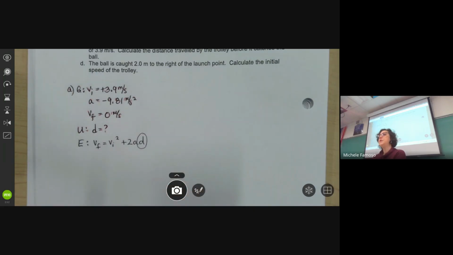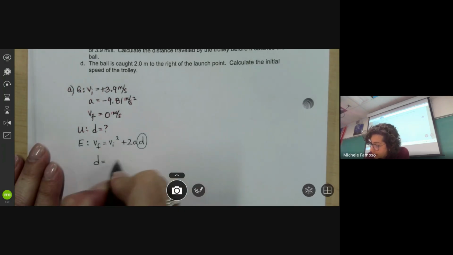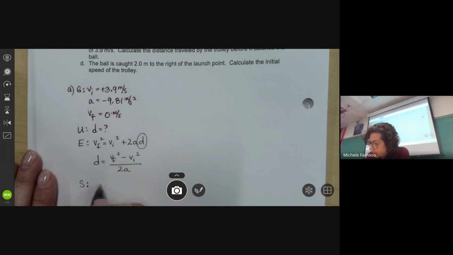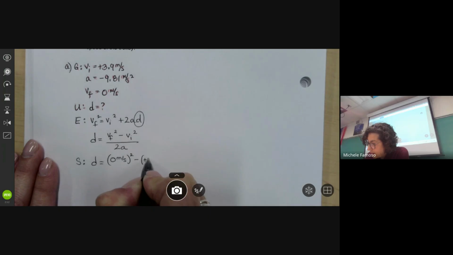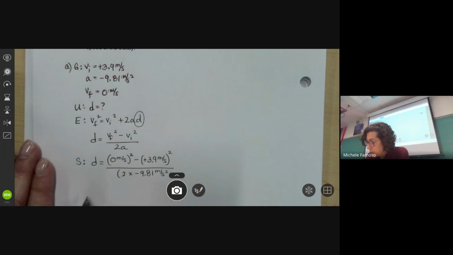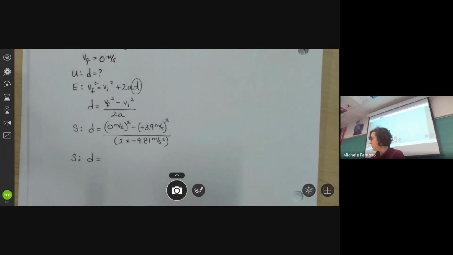Now you have to move it around for D. You have to solve that for D. So to do that, you would get D is VF squared minus VI squared over 2A. We can now go ahead and plug in. So we would have 0 meters per second, which gets squared, minus positive 3.9 meters per second, which would get squared, all over the quantity 2 times negative 9.81 meter per second squared. All right, let me give you a minute to solve that on your calculator.